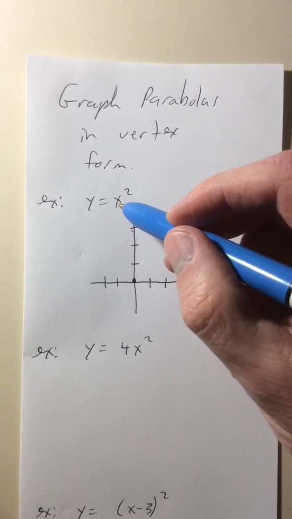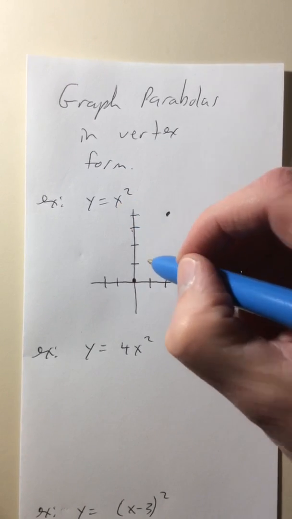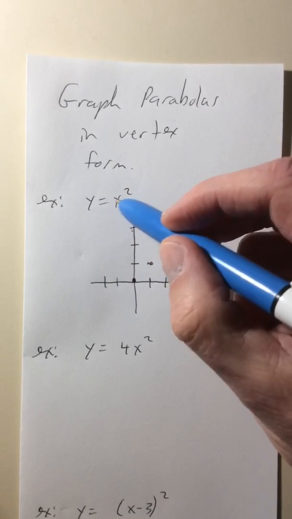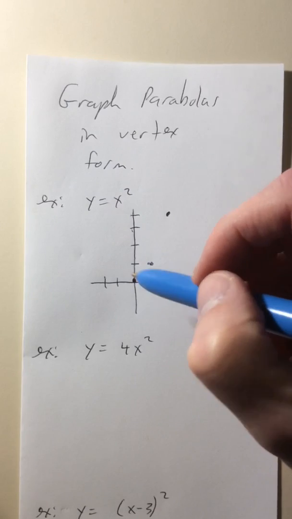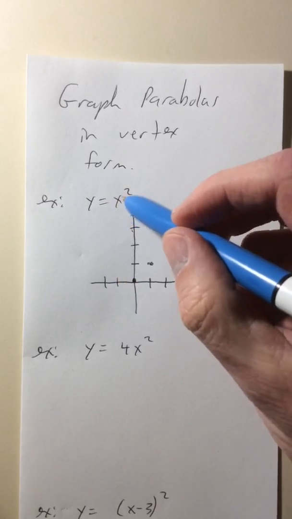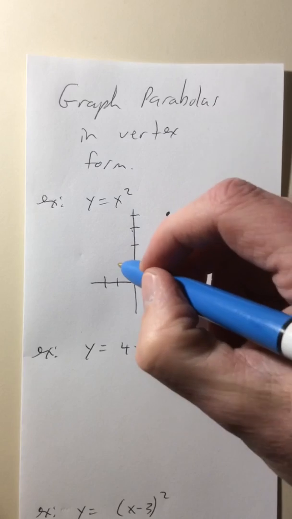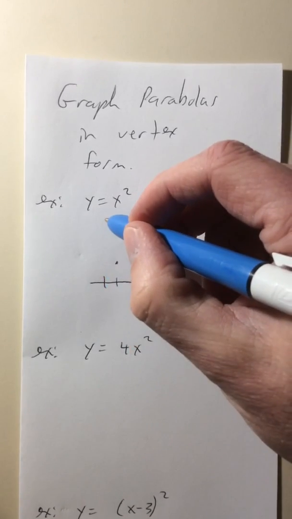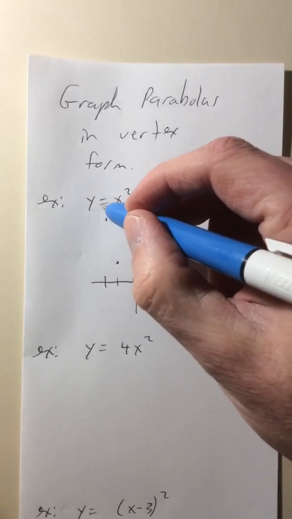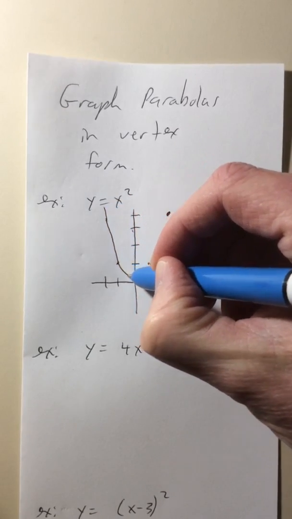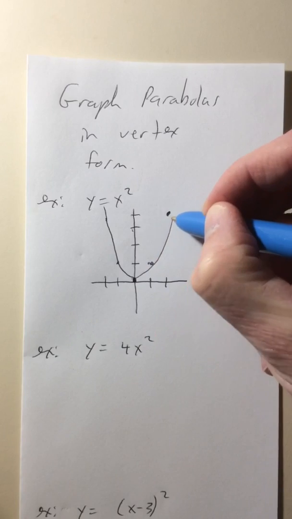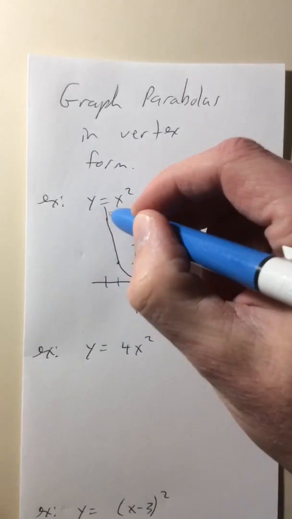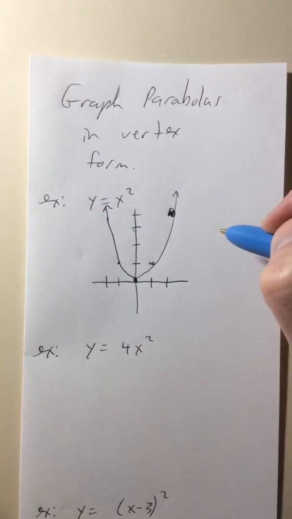And then we have 1 squared. 1 times 1, of course, is 1. So we got that right there. And then we put in 0. 0 squared, 0 times 0 is 0. That's right there. Then we have negative 1. Negative 1 squared, negative 1 times negative 1 is, well, 1. And negative 2 squared is 4. So our basic parabola looks like this. Just missed that point. I'll just make it bigger. Now we hit it. And so there's our basic parabola.